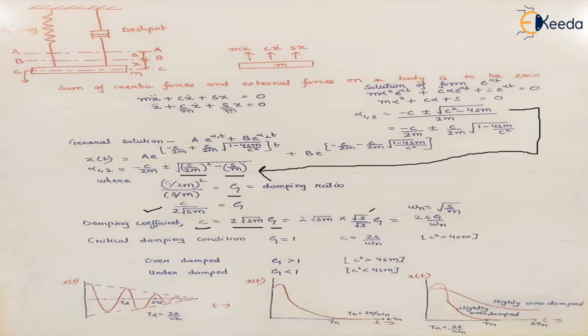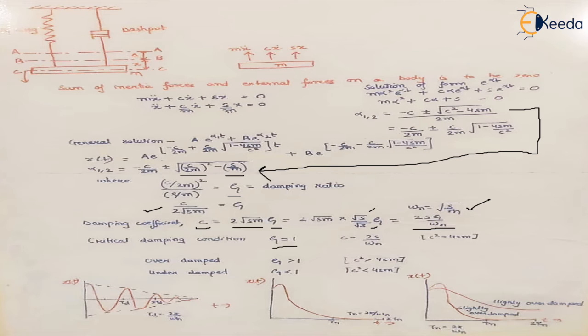If we multiply and divide the whole equation by under root S, this is the equation that we get, which is 2S zeta upon omega n, where omega n is the natural frequency of vibration, which is denoted by under root S upon m, right? So we can also write the conditions for the critical damping, over damping and under damping in terms of zeta.